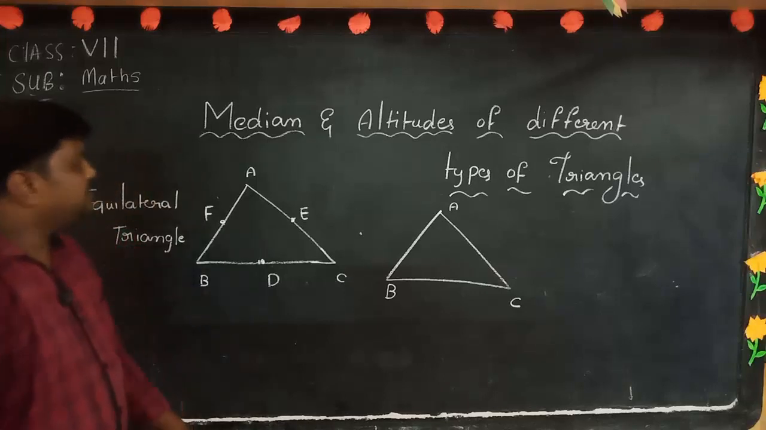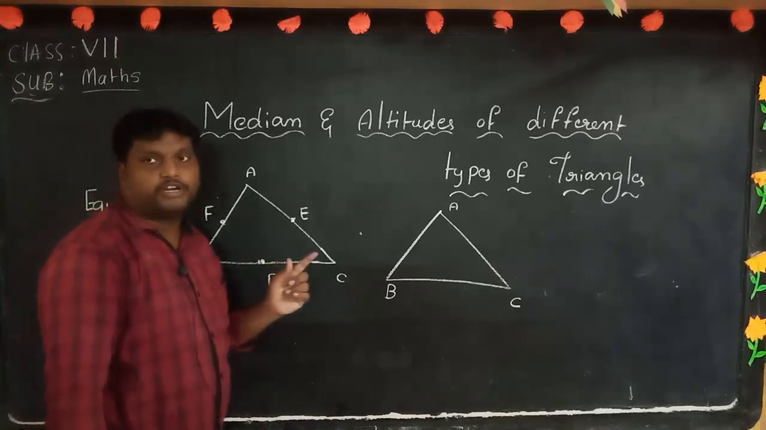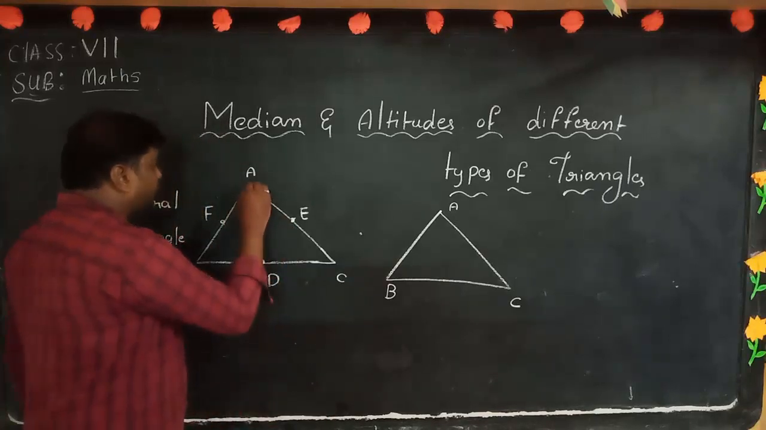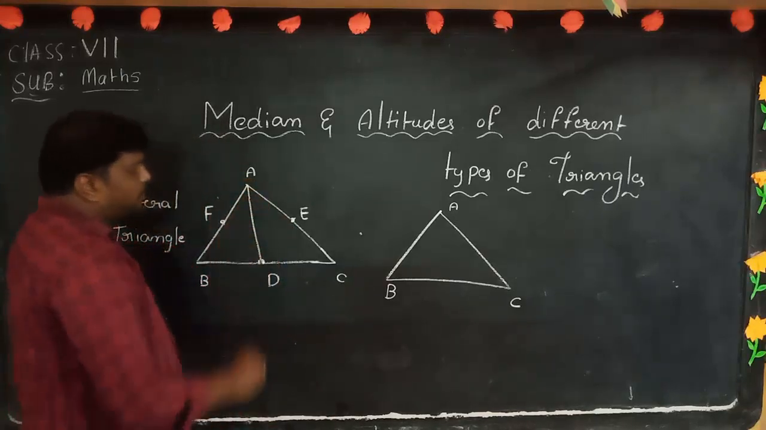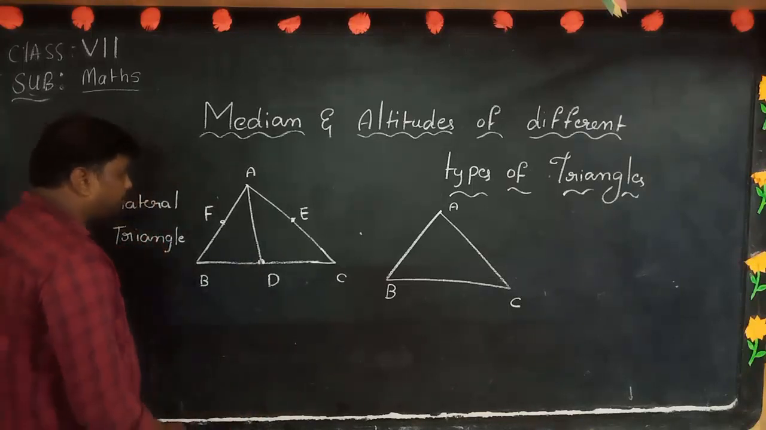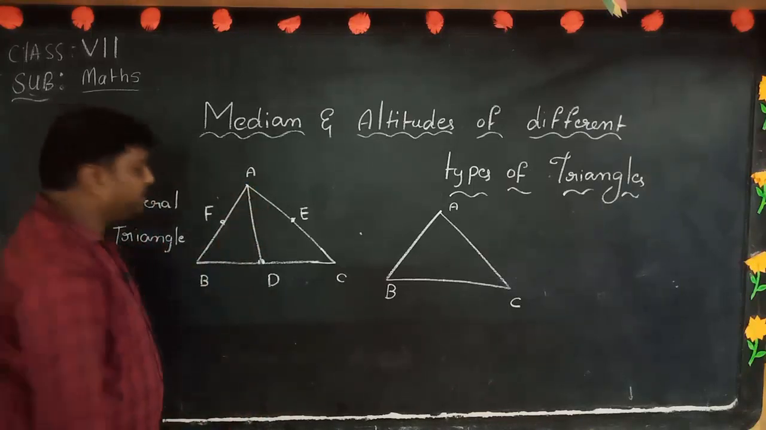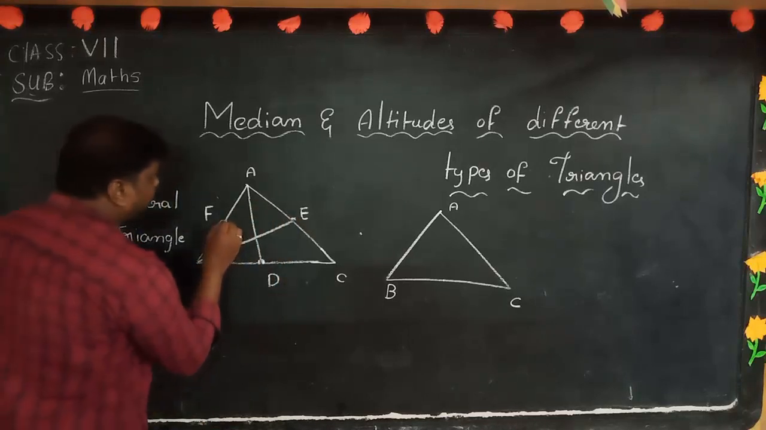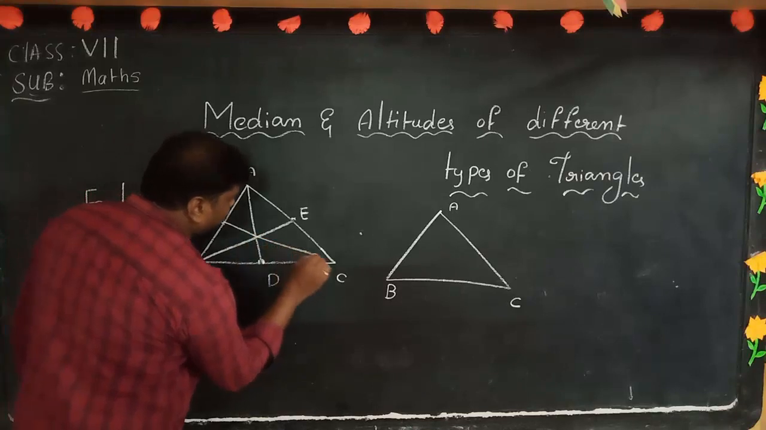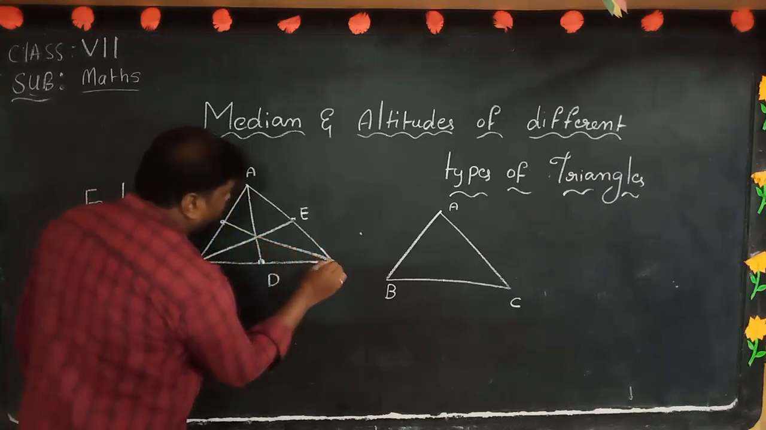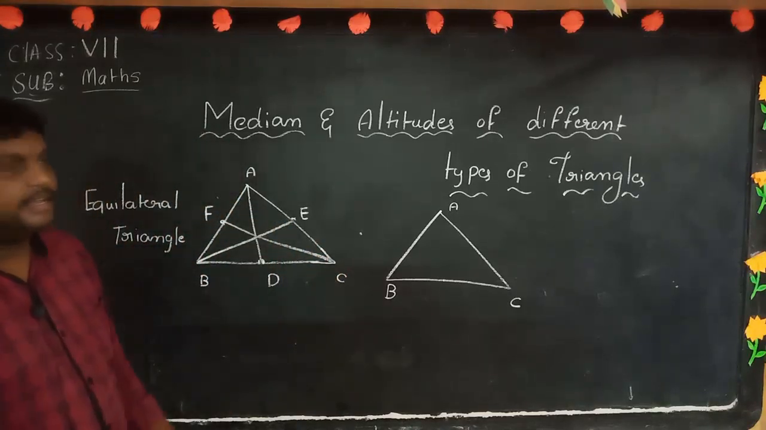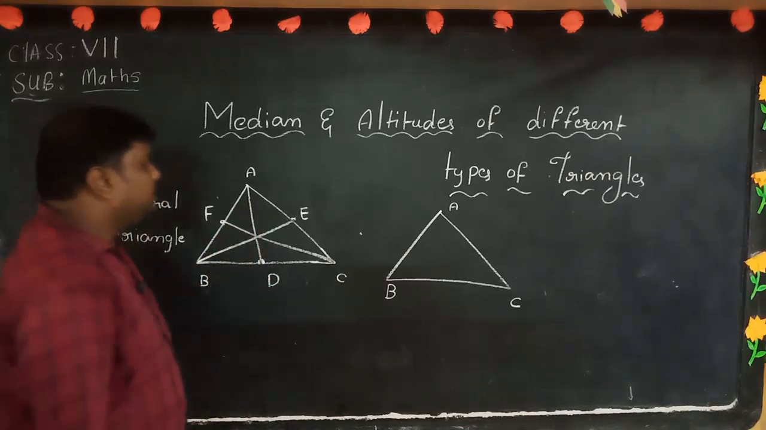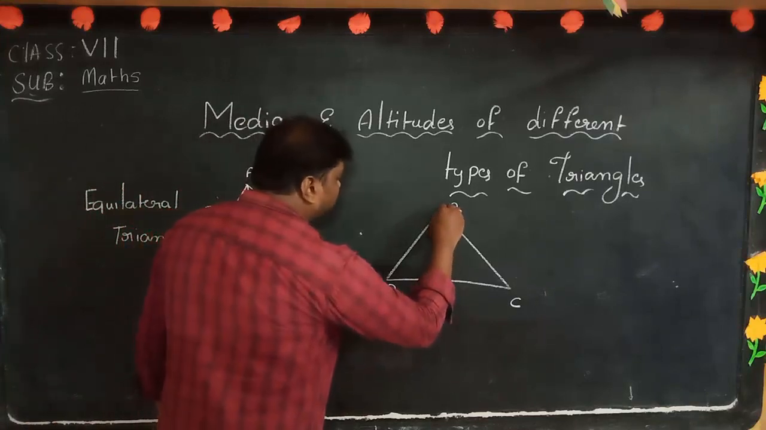See, according to the definition of median, what is that? The median is the line from one vertex to the midpoint of the opposite side. This AD is one median, like that BE is one median and FC is one median. In an equilateral triangle, if you observe, all medians will be equal, and all medians and altitudes will also be equal.